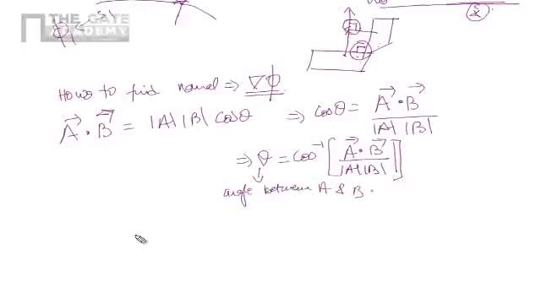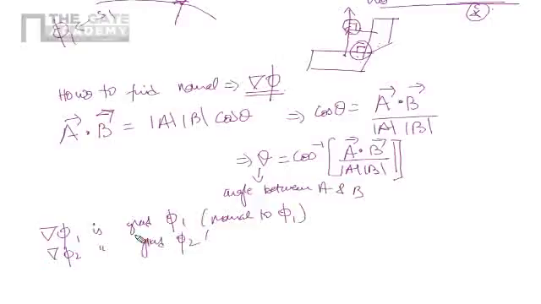So now what are we going to do? Del phi 1 is the gradient of phi 1, that is normal to phi 1. Del phi 2 is the gradient of phi 2, that is normal to phi 2. Now the angle between normals is nothing but the angle between surfaces. So ultimately we are finding the angle between del phi 1 and del phi 2. Let theta be the angle between the surfaces phi 1 and phi 2.